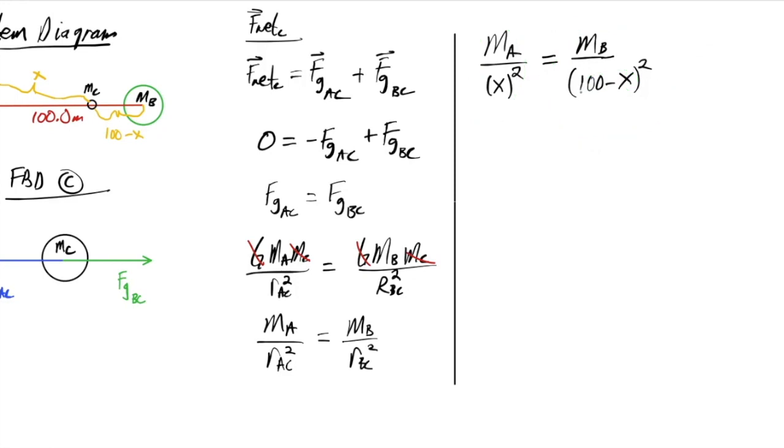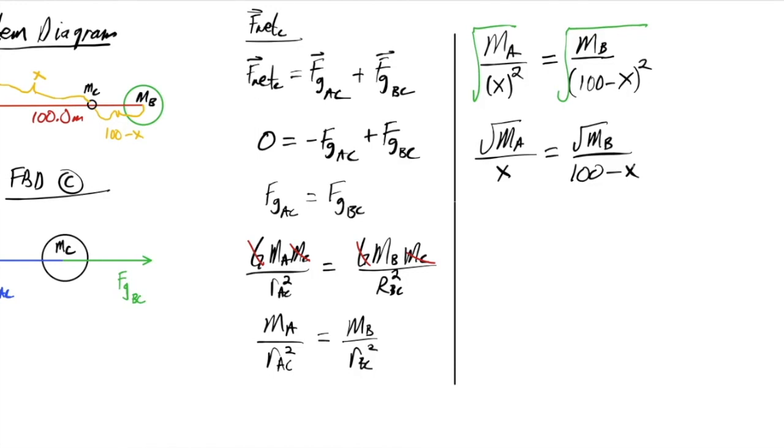Well, what we can do is we can actually take the square root of everything, both the left side and the right side. So we can take the square root of the left side and take the square root of the right side. Well, what that does is it makes the numerator the square root of MA, but the square root of X squared is just X. Technically plus or minus. We're just going to go with the plus. The square root of MB is the square root of MB, and the square root of bracket 100 minus X is just 100 minus X.